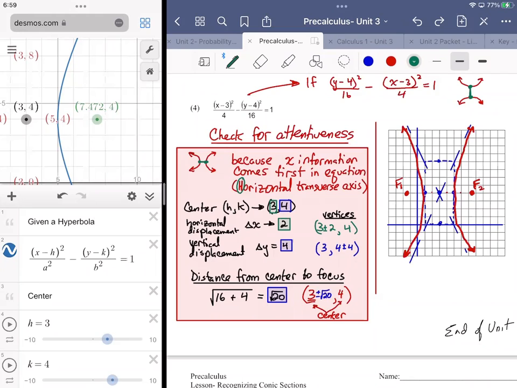You'd still find the center the same way. You'd still find the horizontal displacement the same way, vertical displacement, the vertices. You'd still compute the distance from center to focus the same way. It's just that radical 20 would have got tacked onto the 4 instead of tacked onto the 3. And the curves would open upwards and downwards rather than outwards. Like I said, it's such a minor adjustment that it's not even really worth getting into a unique example over. So that's really it. I'm going to stop the recording.